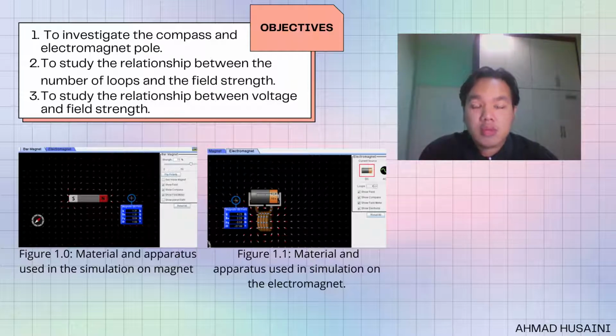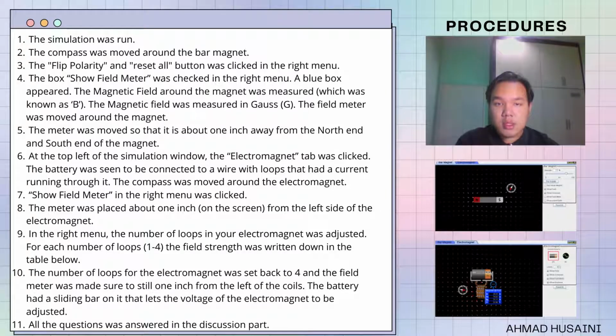The objective of the experiment is to investigate the compass and electromagnetic pole, to study the relationship between number of loops and the field strength, and lastly to study the relationship between voltage and the field strength. This is the procedure for the experiment. The procedure was carried out in an online simulation to investigate how compass and electromagnetic force works, the relationship between the number of loops and the field strength, and the relationship between voltage and the field strength.